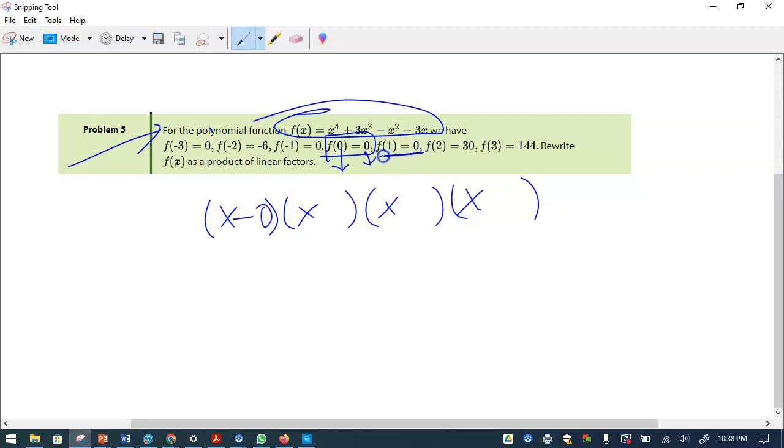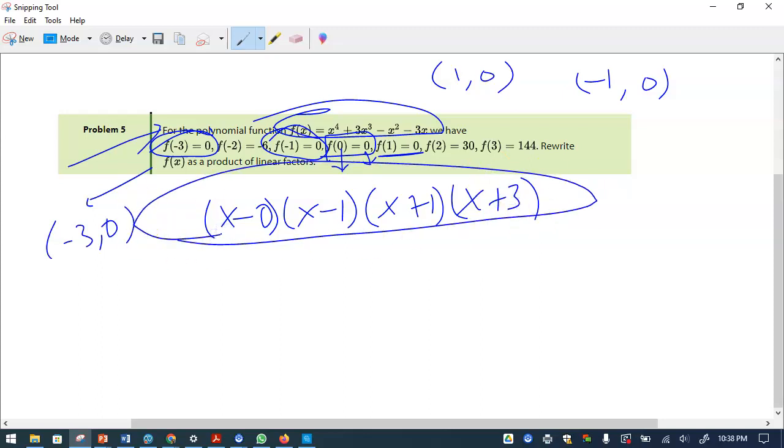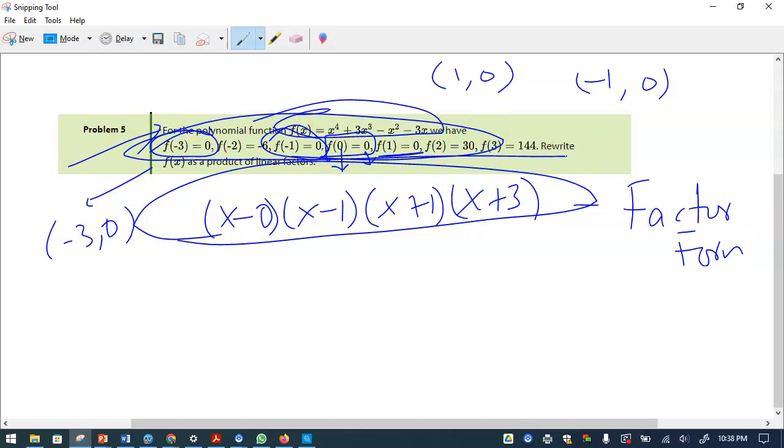Then I'll take this one. F of 1 is 0. It means when x is 1, y is 0. That means this becomes x minus 1. And then you also see here this part. When x is minus 1, it is 0. That means the opposite of minus 1 is plus 1. And there is one more here. This means when x is minus 3, the y value is 0. So the opposite of minus 3 is plus 3, and you're done. That's all they were asking you to write in the factor form, knowing the values of x there, or the zeros. They did give us the zeros, and we figured it out.